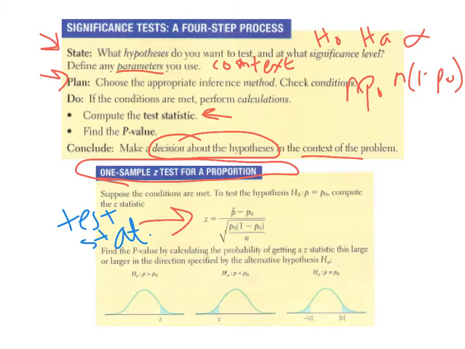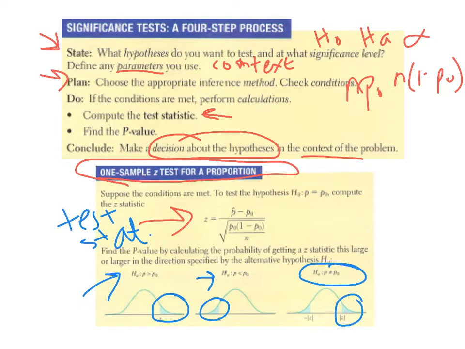And then I'm going to find my p-value by calculating my probability using that z statistic. If it's an alternative hypothesis where I think the true value is greater, then I'm calculating my right tail. If it's one where I think the true value is less than, I'm calculating my left tail. And if it's one where I did not specify whether it was greater or less than, I just think it's going to be different, I need to calculate in both directions. So we're going to look at one-sided and two-sided examples.